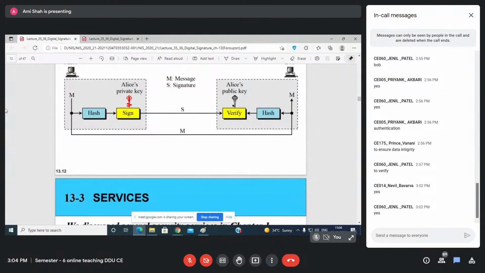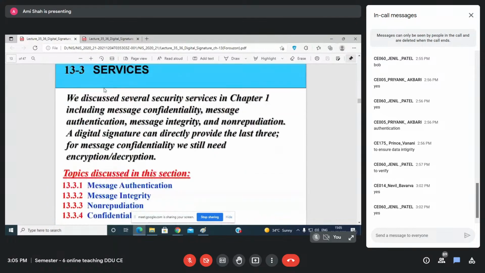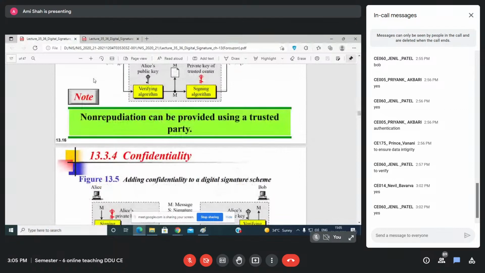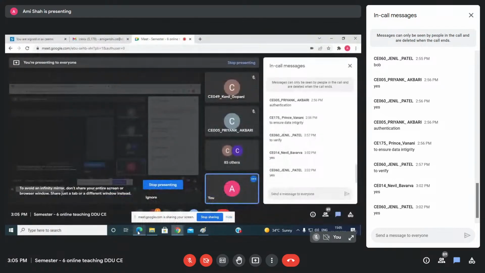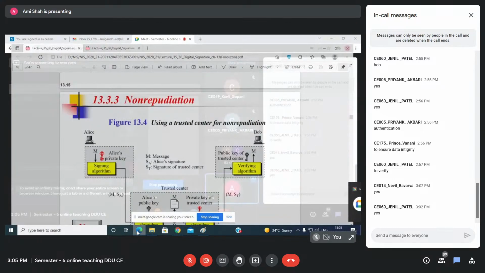All of you know that the hash algorithm is used. The hash is applied on the original message, and on both sides the two hashes are compared. If both hashes match, then you can say that the message is not modified, and that's why the integrity is achieved. So by using this, the digital signature provides message integrity, right? All of you clear up to this? Is it clear? Okay, fine.